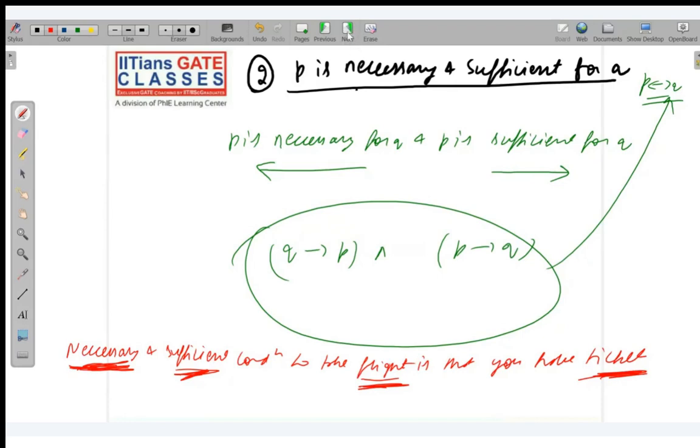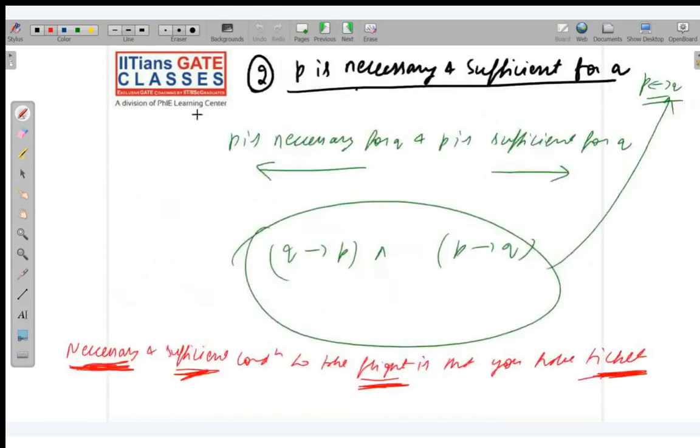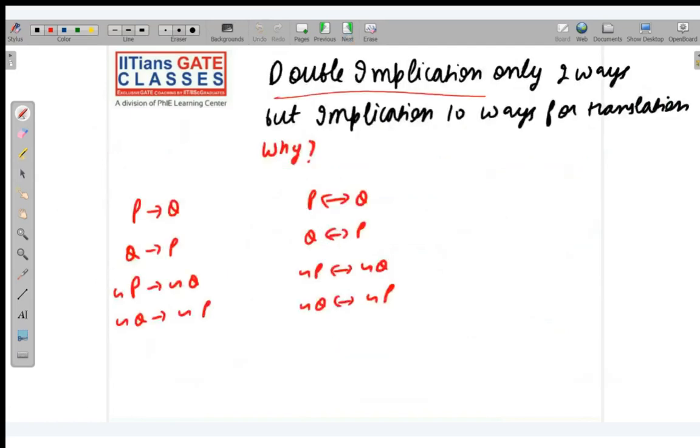So I'm jumping to the next slide now. Double implications. I have shown you only 2 translations. In implication I showed you 10 translations, but in double implication only 2. Why? Because in implication there was a direction, and according to the direction I was changing. But in double implication there is no direction rule because it is both ways. That's why only 2 translations.